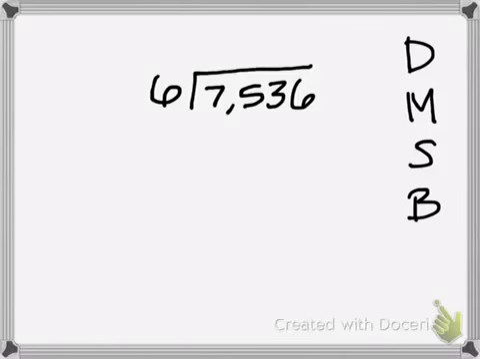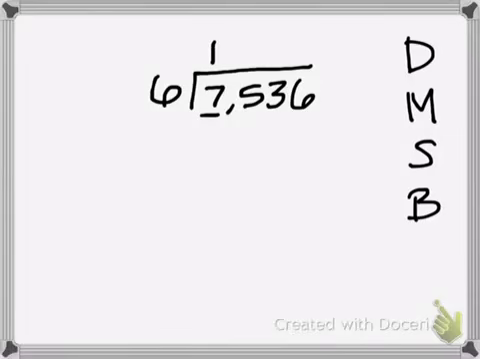So in order to begin dividing 7,536 divided by 6, I am going to start with the biggest place value, the digit in the largest place value, and I'm going to work my way right. First I'm going to see if I can divide 6 into 7. Well, I know that 6 can go into 7 one time. So I just did the division step.